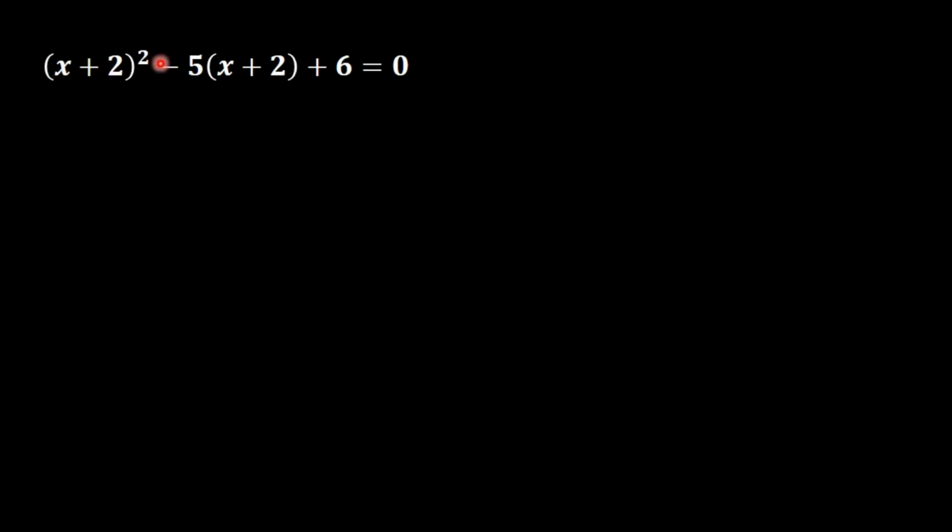Today in this video we are going to solve a question, and our given question is (x + 2)² − 5(x + 2) + 6 = 0, and we should solve this question for x.